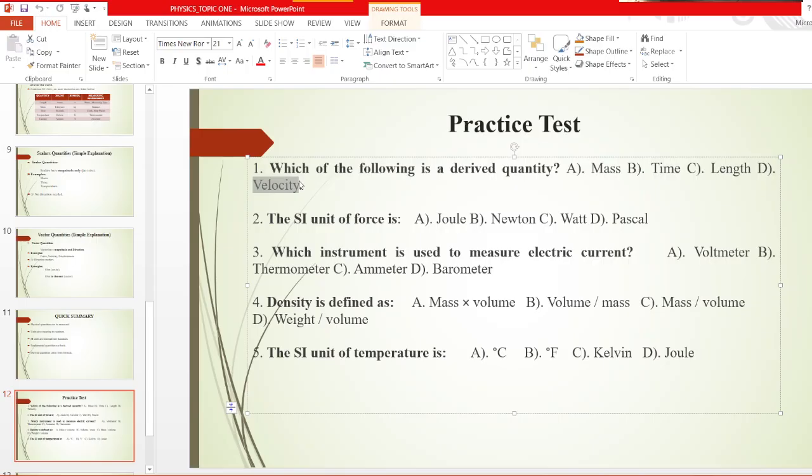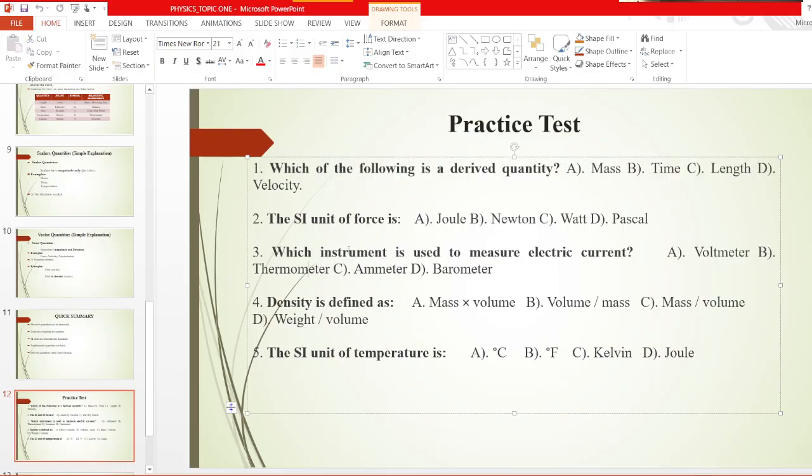It is derived. Another question, what's the SI unit of force? Like I said, that's the international standard. The SI unit of force is Newton. The SI unit for power is watts, and the SI unit for energy is Joule. So the SI unit for force is what? Newton, what is generally acceptable all over the world.